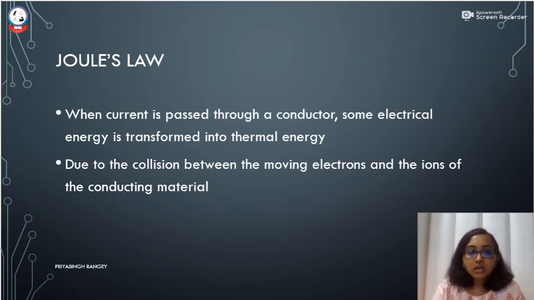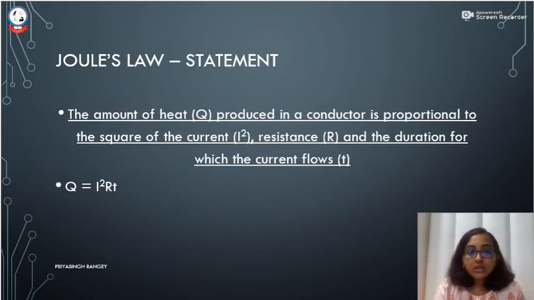Now this occurs because there is a collision that is occurring inside the material between the electrons that are moving and the ions that are present in the conducting material. This collision or this friction between the moving electrons and the ions of the conducting material ultimately leads to release of thermal energy. This thermal energy, or the amount of heat that is produced in the conductor, is going to be proportional to the square of the current, the resistance and the duration for which the current is going to flow.